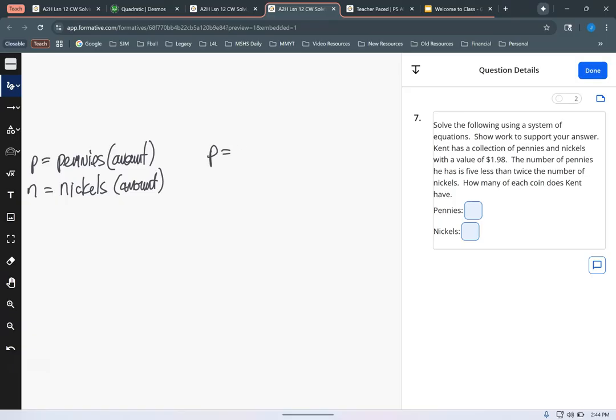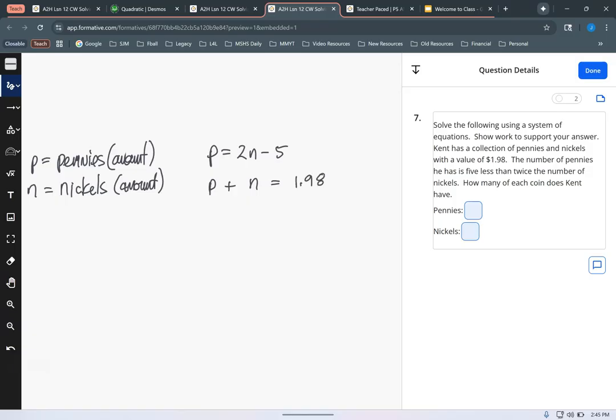P equals 2n minus 5. Oh, that's 5 less than twice the number of nickels. That's an equation. That connects a P and an N together. I'm down with that. Okay. And then P plus N equals 1.98.